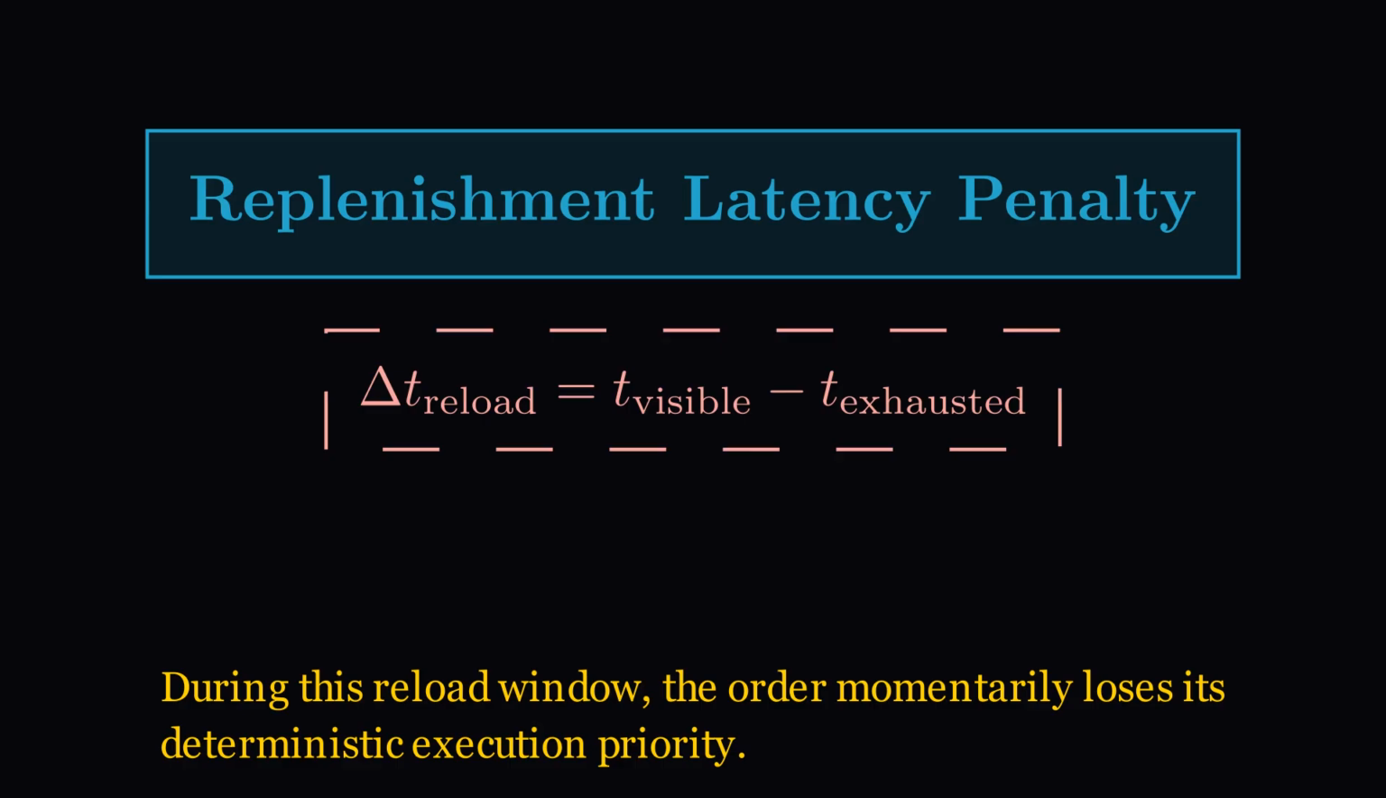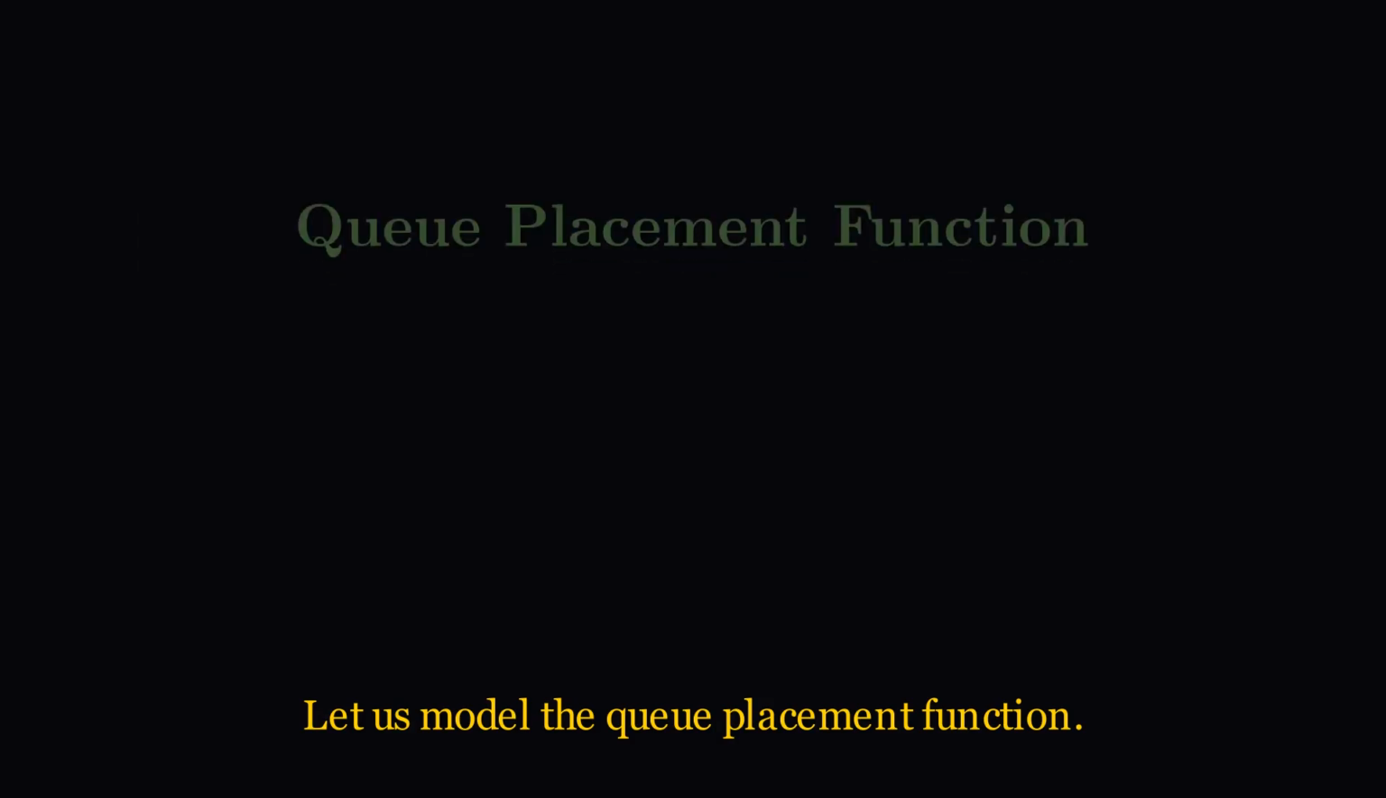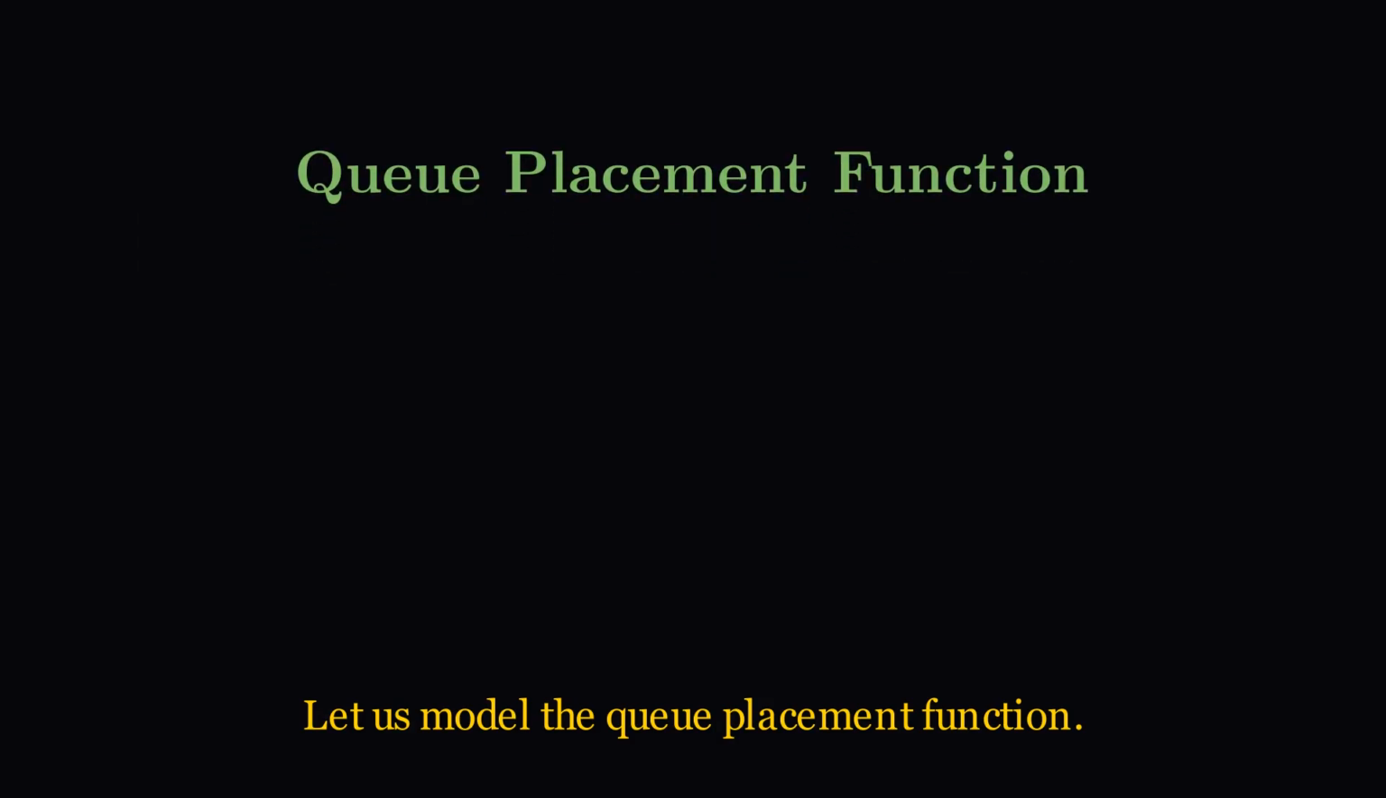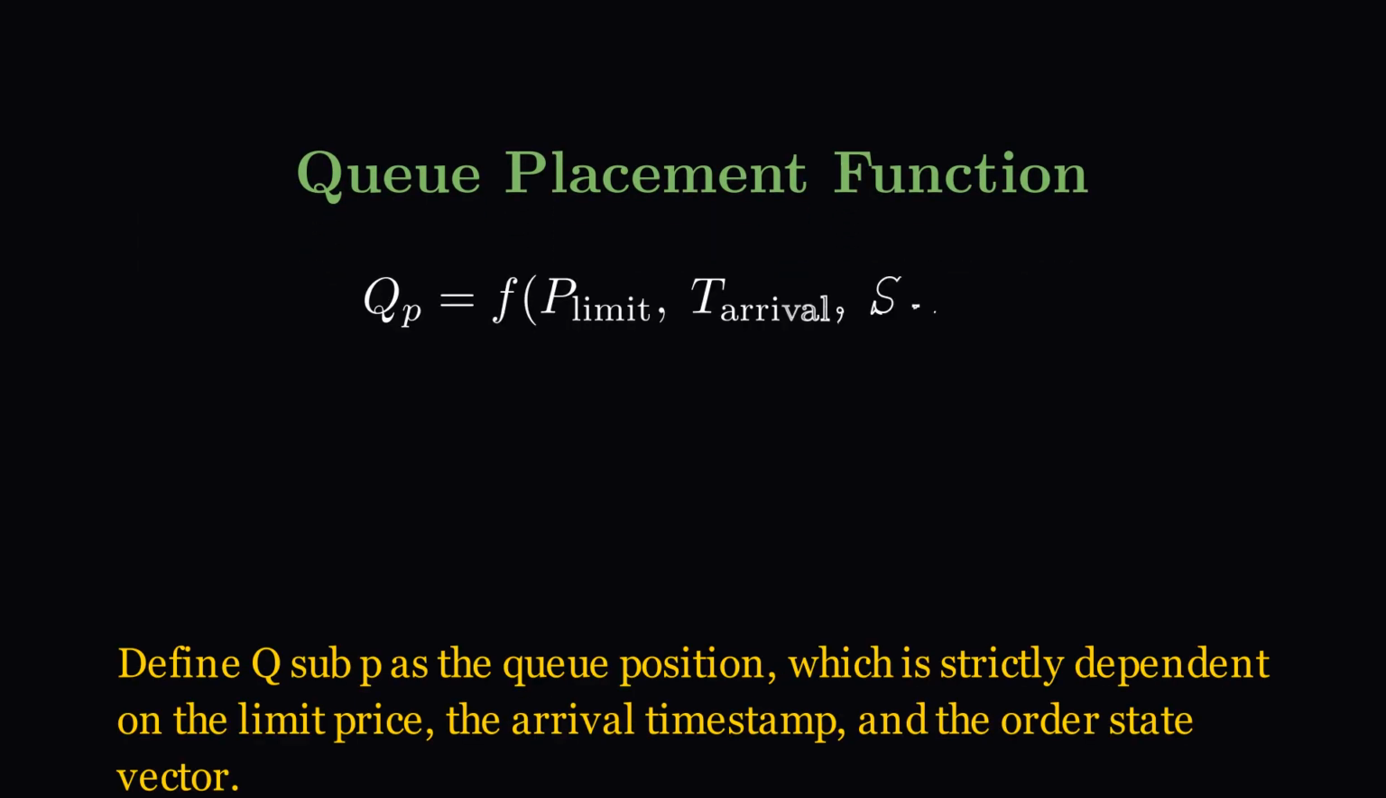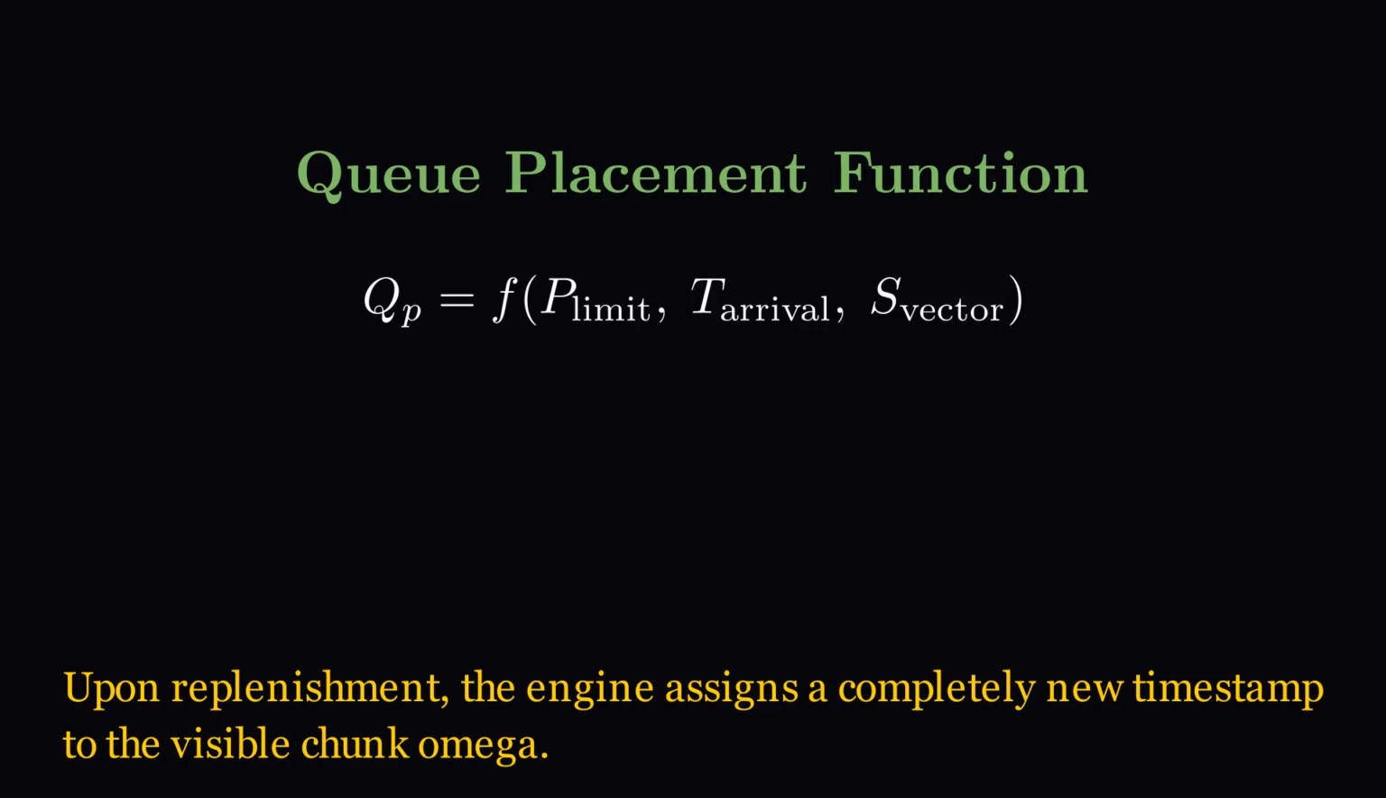During this reload window, the order momentarily loses its deterministic execution priority. Let us model the queue placement function. Define Q sub p as the queue position, which is strictly dependent on the limit price, the arrival timestamp, and the order state vector. Upon replenishment, the engine assigns a completely new timestamp to the visible chunk omega.